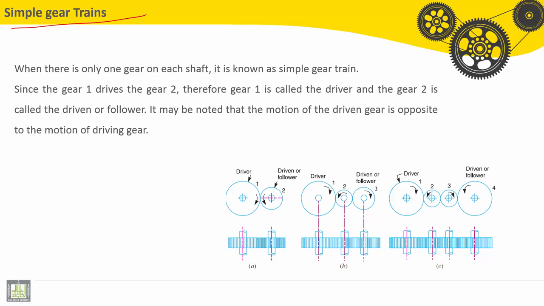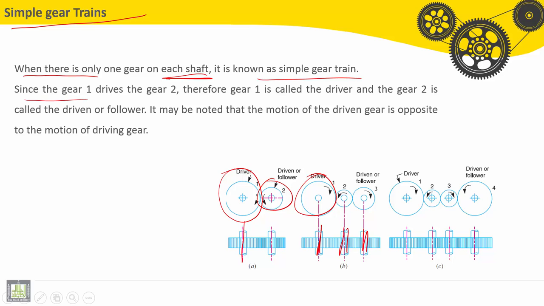Here I will present some features of simple gear train. When there is only one gear on each shaft, it is known as simple gear train. You can see here, on each shaft we have one gear, okay, one gear on each shaft. This is called a simple gear train.